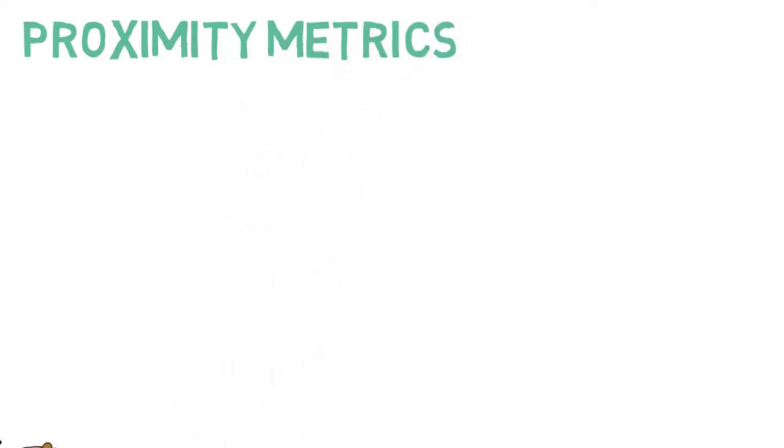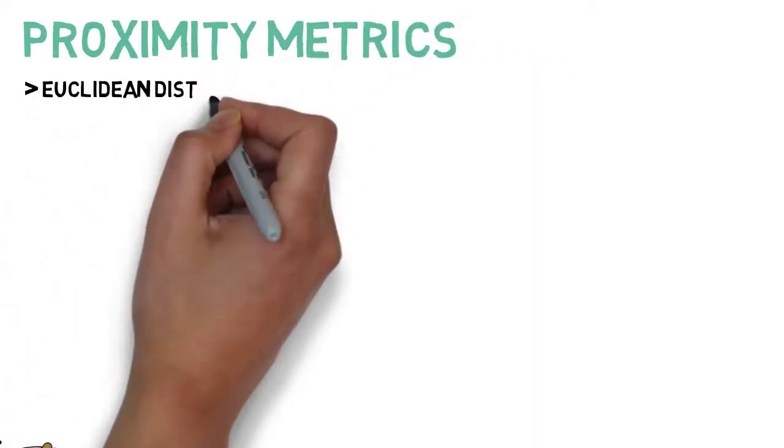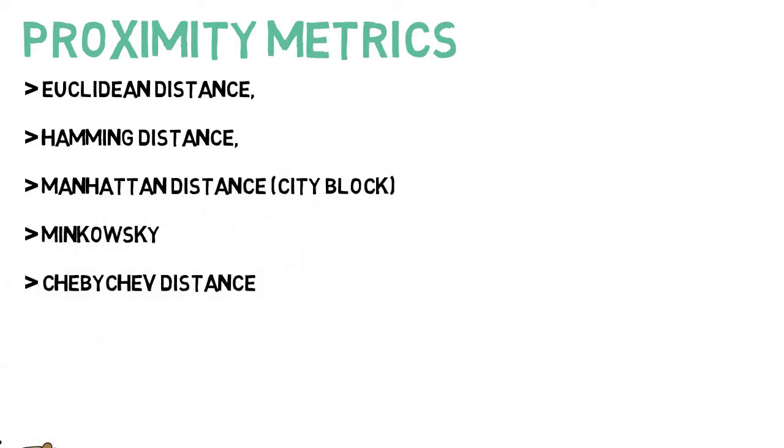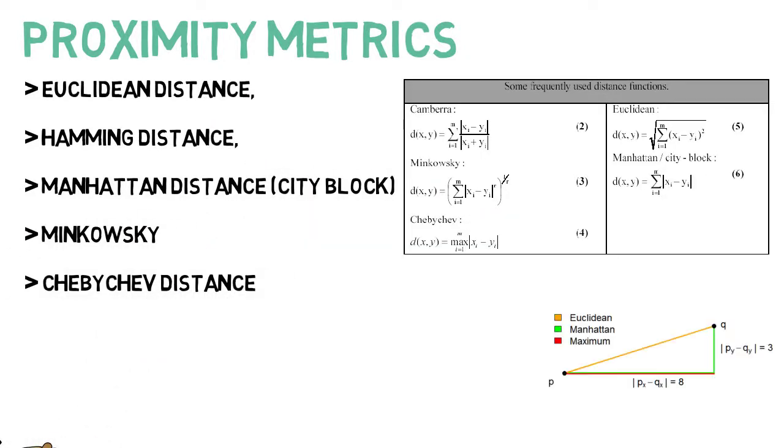Proximity metrics. Mostly Euclidean distance is used for KNN, but you can use other distance metrics such as Hamming distance, Manhattan distance, also known as city block, Minkowski, and Chebyshev distance, amongst others.